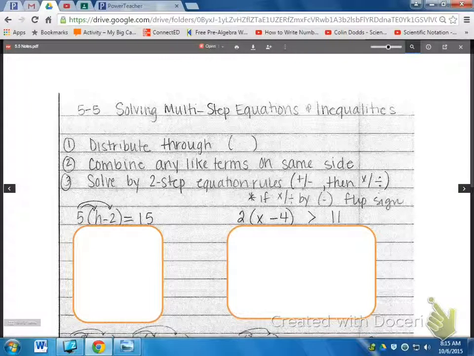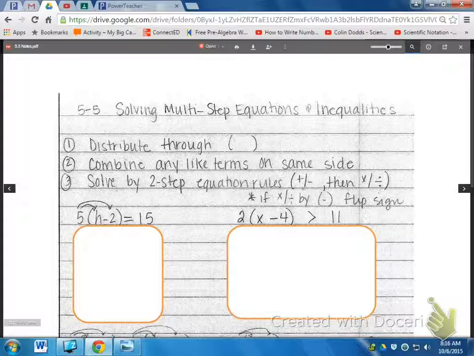So, lesson 5.5, solving multi-step equations and inequalities. Everything we've done with equations and inequalities up to this point is going to be included in this lesson. There is a procedure, though, that you go through to make sure you do these in the right order.